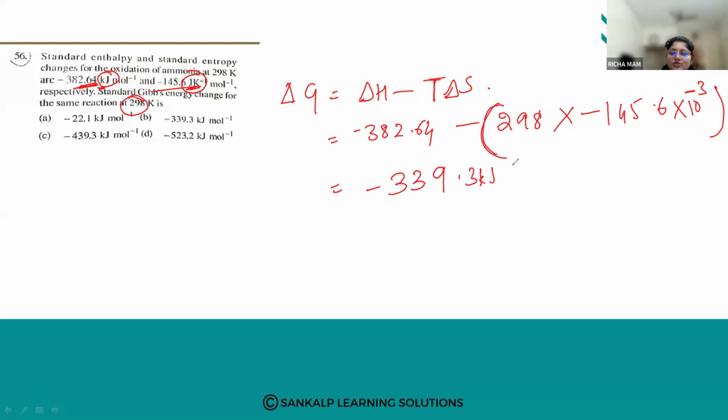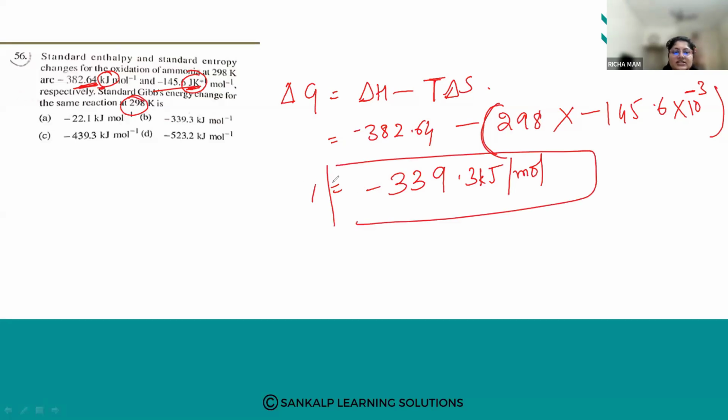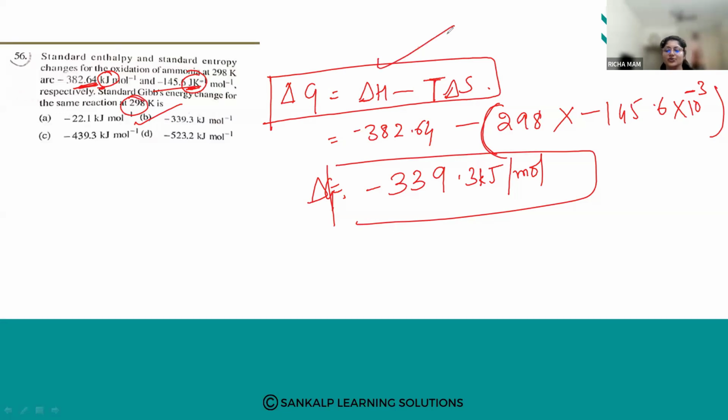After solving, the final answer is minus 339.3 kilojoules per mole. This answer you have to get. This is the change in Gibbs energy, minus 339.3 kilojoules per mole. So if they ask you the standard Gibbs energy change, this is the formula which you have to use. Minus 339.3 kilojoules per mole. Got it?